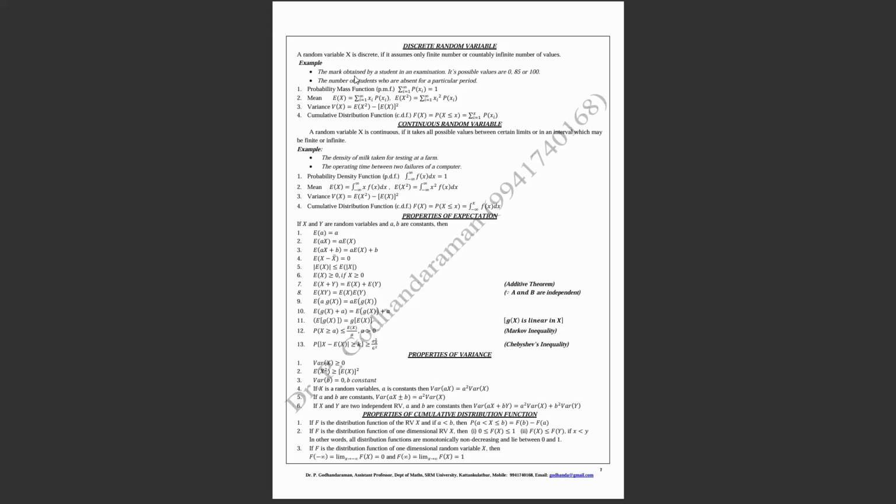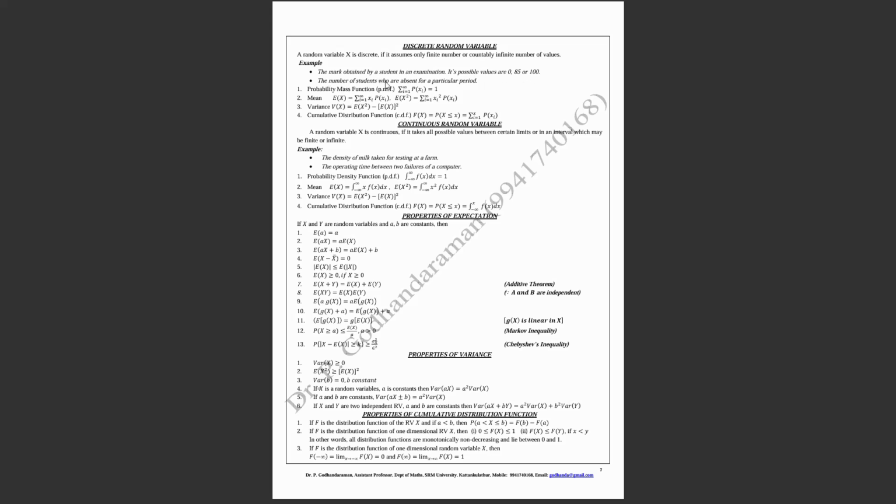For example, the marks obtained by a student in an examination; the possible values are 0, 85 or 100. It is a countable, finite number of outcomes. So this is called discrete, because not only for 100, 1000, 10,000, even for lakhs also we are able to count.